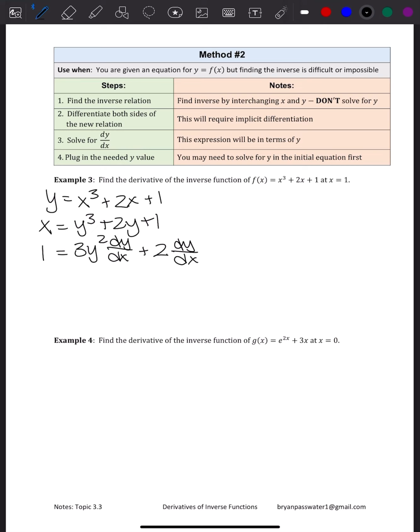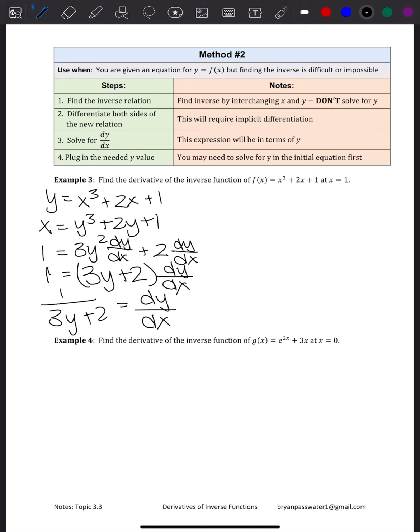This is going to be now in terms of y. So we need to figure out what our y value is. One of the things that I'm going to do is try to get my dy over dx by itself, so that way I only have one of them, and then kind of go from there. So we have 1 equals 3y plus 2 times dy over dx, which means 1 over 3y plus 2 equals the derivative dy over dx.